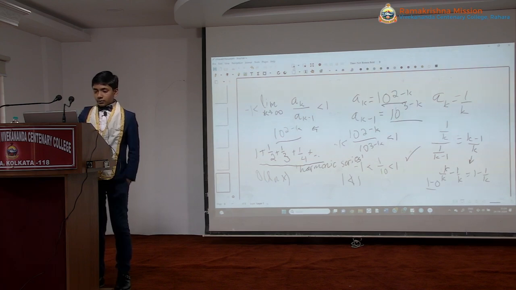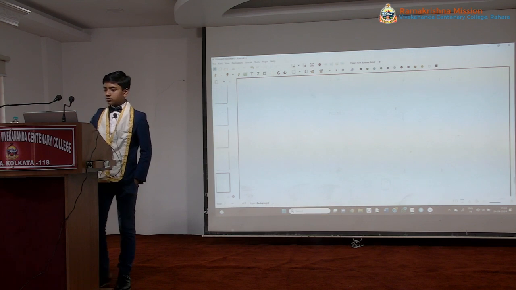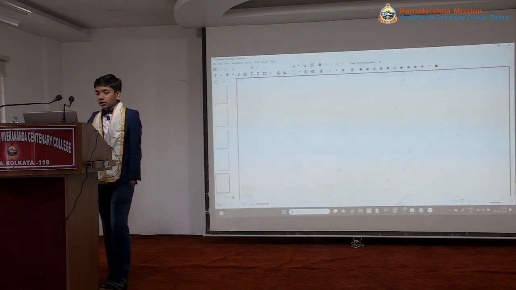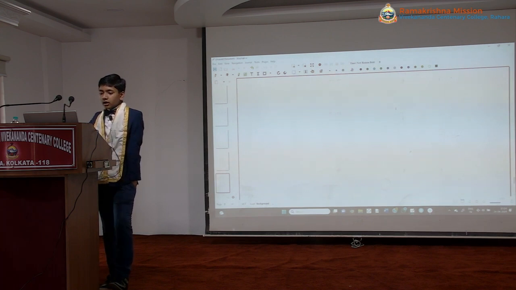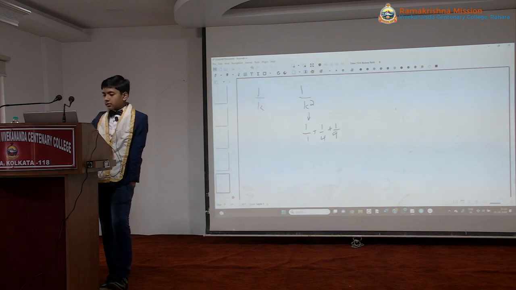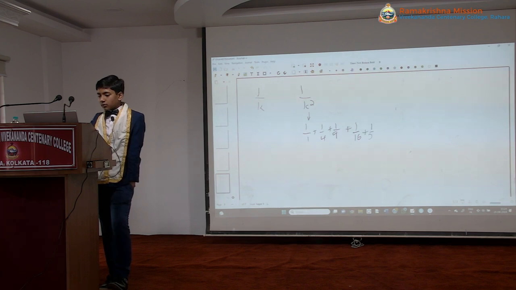Let's add another page. All right, here we go. So now, let's talk about a more interesting series. You've already seen that 1 over k doesn't converge. What about 1 over k squared? By which I mean 1 over 1 plus 1 over 2 squared is 4, 1 over 3 squared is 9, 1 over 4 squared is 16, 1 over 5 squared is 25, etc. Do you think this converges?